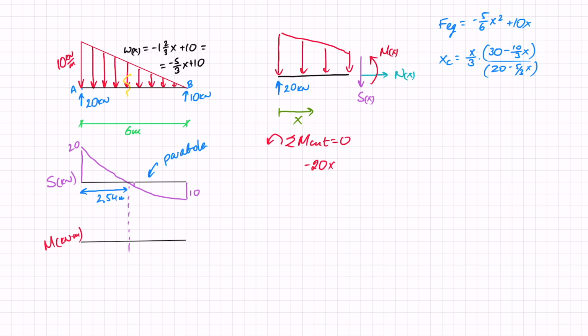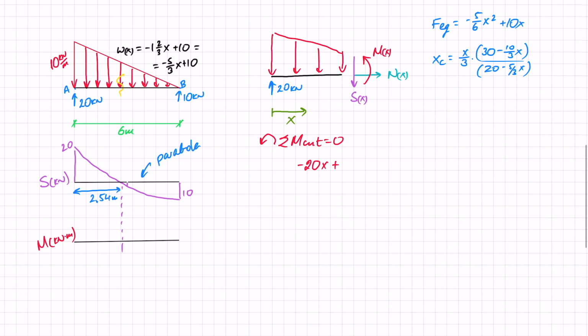Then I've got this trapezoid complicated load. It gives me a positive moment though, so that's plus the equivalent load, so that is minus 5 over 6 x squared plus 10x. And then I need to times it by the centroid. Now just a reminder, the centroid as it appeared in my book, which was here, gave me this distance here.